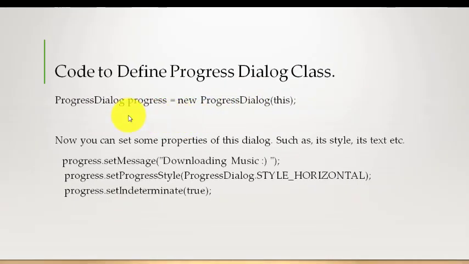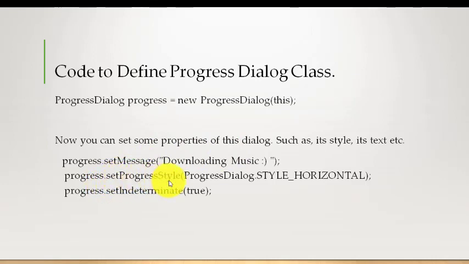Now, there are various methods. This will create a default progress bar. There is no other property set to the progress bar. Now we can change the property of the progress bar by using the following methods. Suppose I want to give a message to the progress bar. So progress.setMessage("Downloading music"). Downloading is going on. Like that, you can write any message on the progress bar.